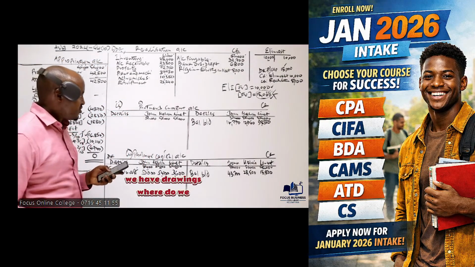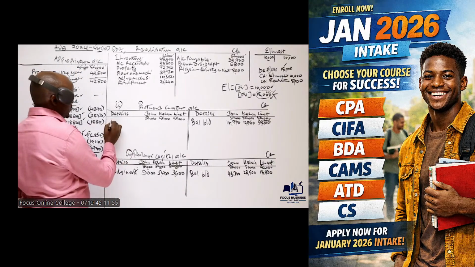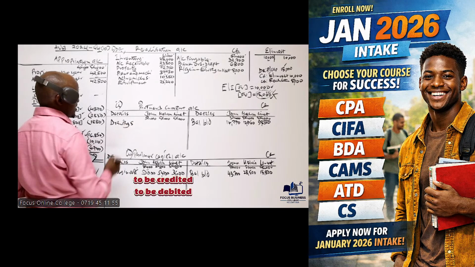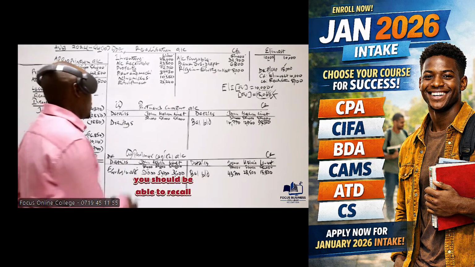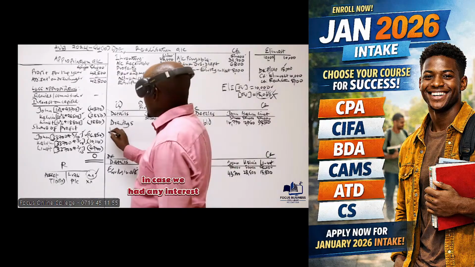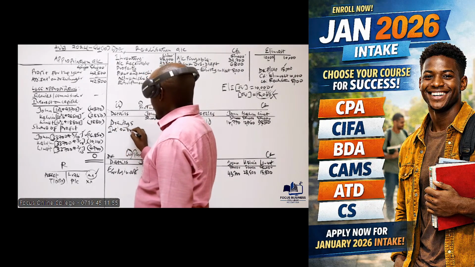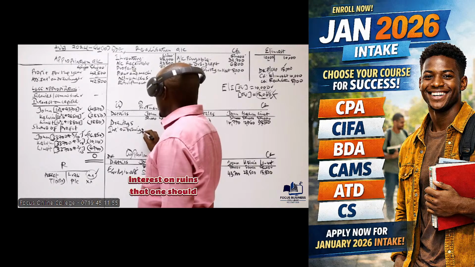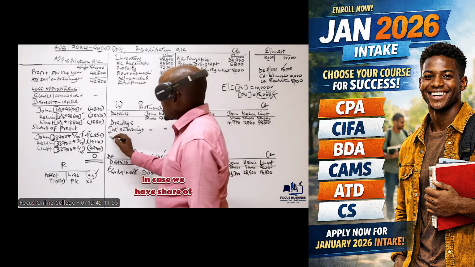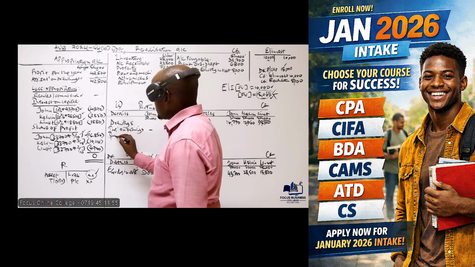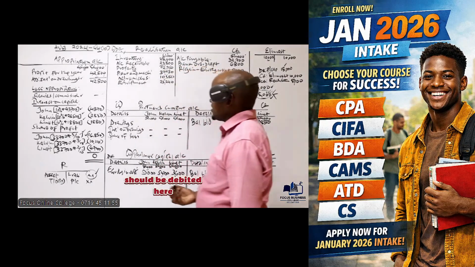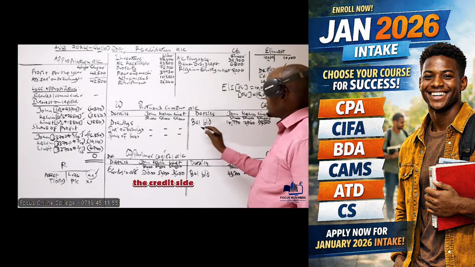So then below that we have drawings. Where do we record drawings? Those are supposed to be debited in this account. Remember, from whatever you did in financial accounting, you should be able to recall what we record in this account. On this side, we record drawings. In case we had any interest on drawings, that one should also be debited here, but I hope you can remember you don't have any interest on drawings. In case we have a share of loss, that one equally should be debited here.